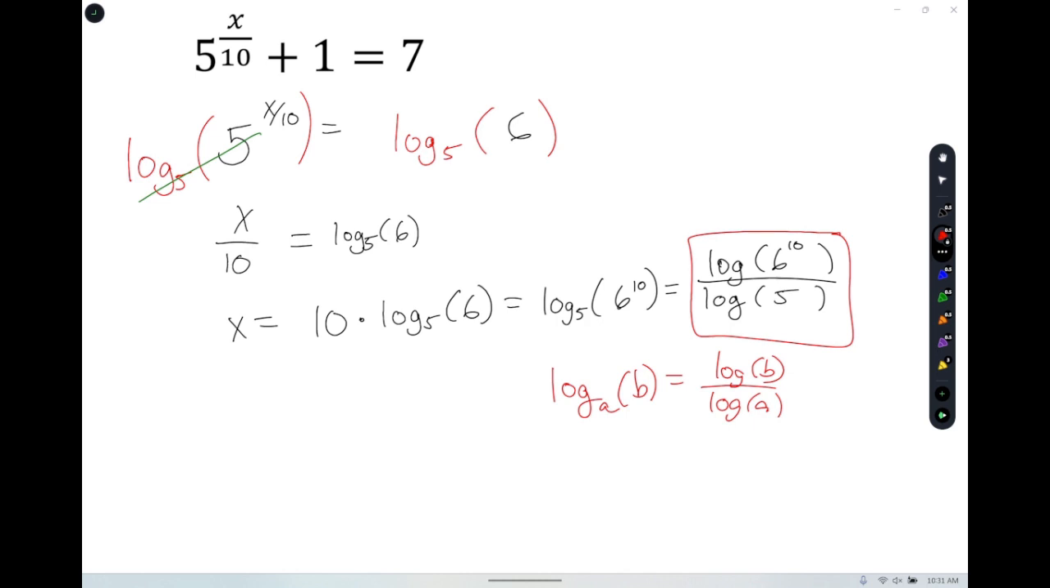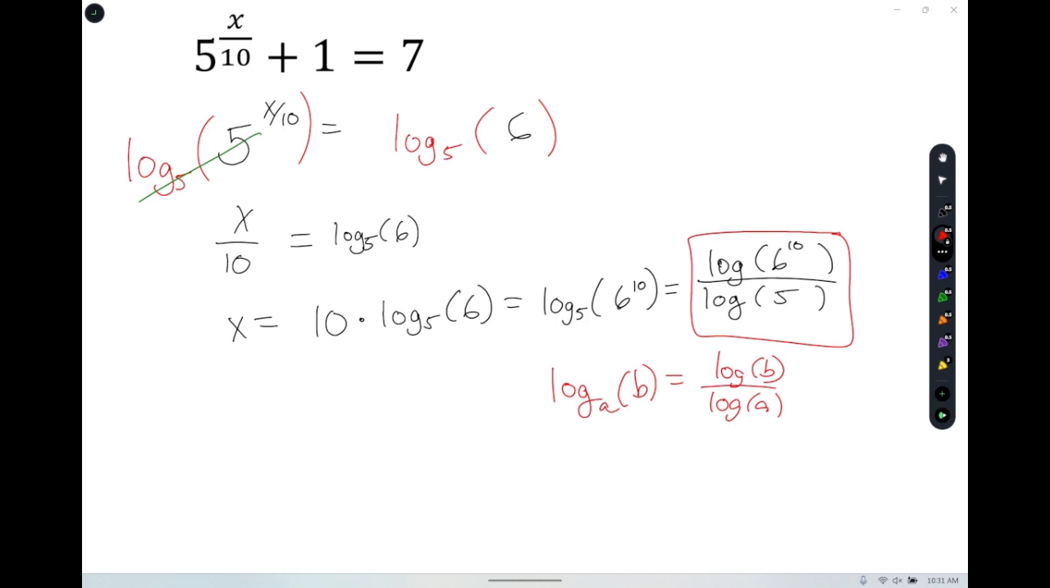Because some calculators you can't change. Most calculators you can't. Your iPhone doesn't have a log 5 button. Your iPhone does have a log button and a squared button or an exponential button. That's why that exists.